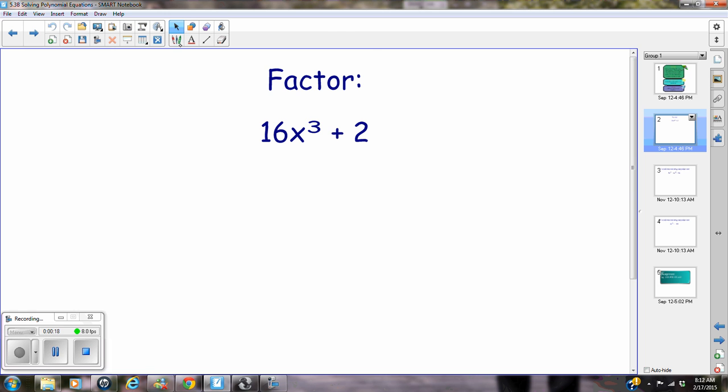Okay, if we are going to just review by factoring this, remember the first thing you have to look for is a GCF, and then you're going to probably use some sort of box. So what's the GCF between 16 and 2? They're both divisible by 2. So now we divide them both by 2, we get 8x cubed plus 1.